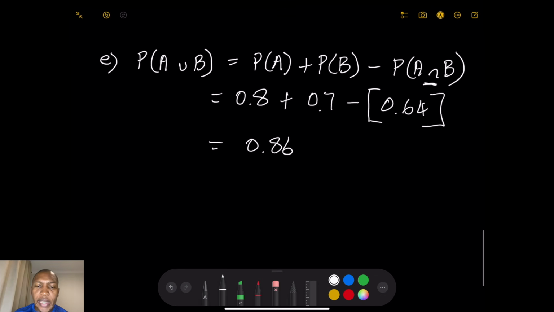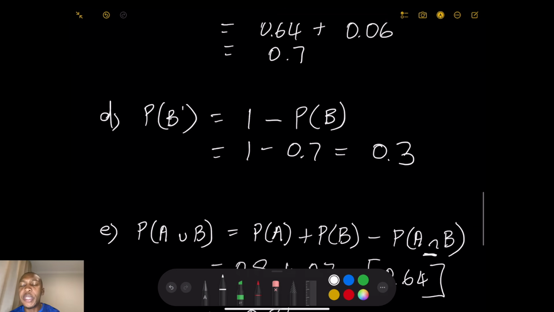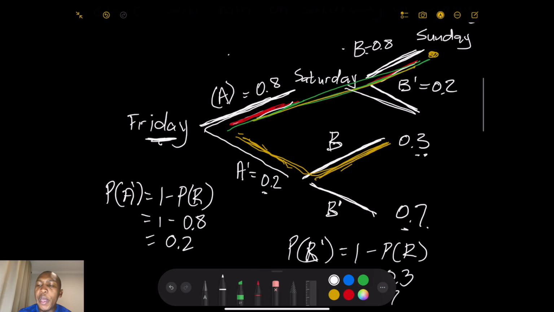All right, and finally, what I want to do is to just show you the alternative way in which we could have calculated that, and you'll see that we'll end up exactly at the same place. Remember, now we are saying the probability of A or B, so it means it could either be Saturday or Sunday. Now let's go back to our diagram.